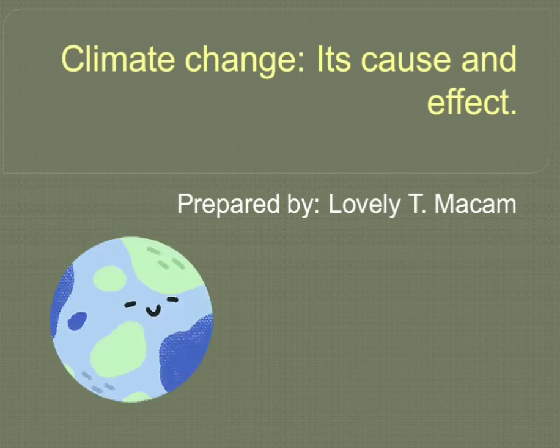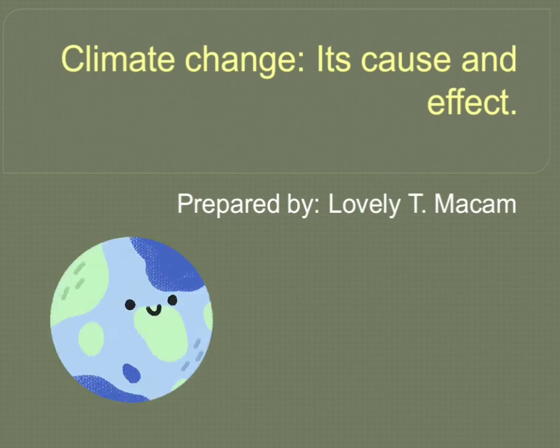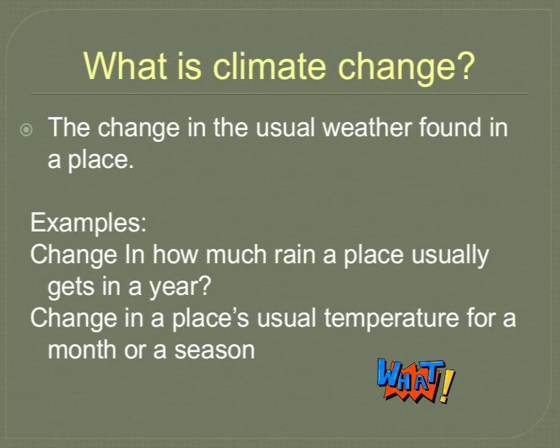Today I am going to discuss climate change, its cause and effect. So what is climate change? Climate change refers to the change in the usual weather found in a place. Examples of these are change in how much rain a place usually gets in a year, and a change in a place's usual temperature for a month or a season.